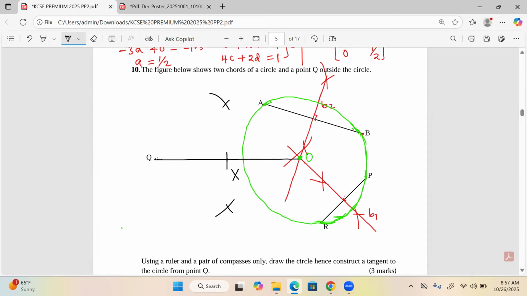Therefore, after you've bisected QO, now you stand at the mid and using radius OX, you make arcs on the upper side and also on the lower side. You can make an arc here and also an arc on the lower side like that. After making those arcs, you can now join the arcs to point Q. You will have gotten your tangent. Like that.